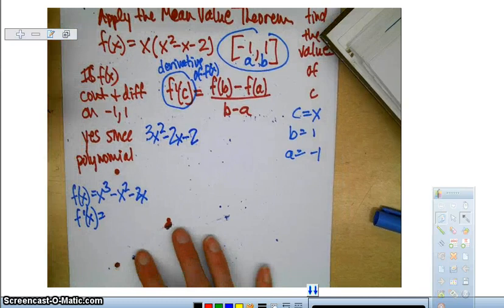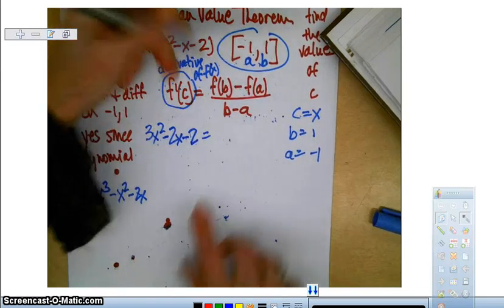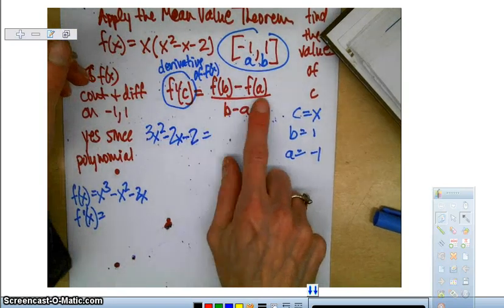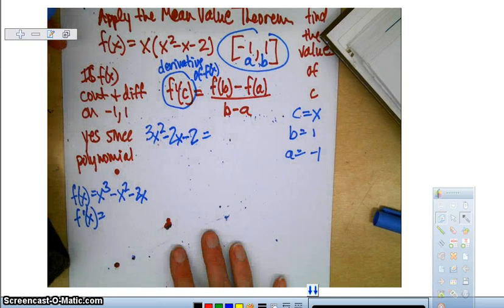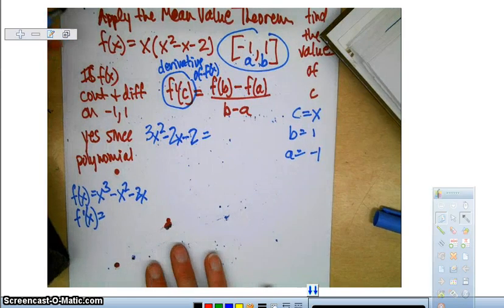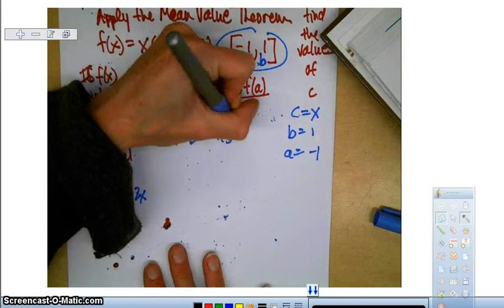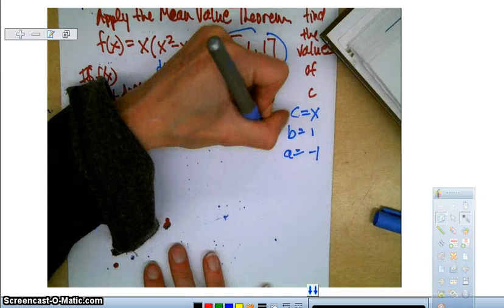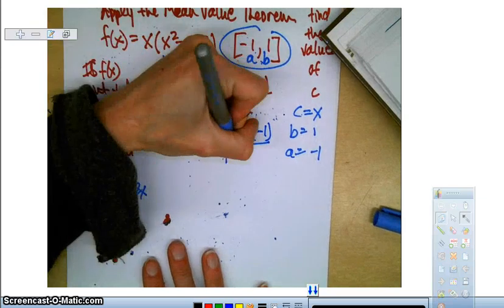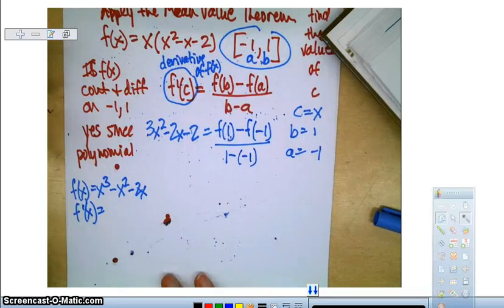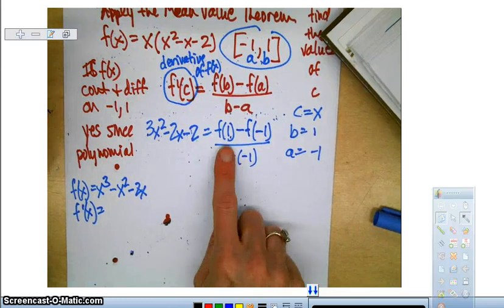So there's my derivative. And now over here I need to work out f of b minus f of a over b minus a. We plug in a and b. So f of 1 minus f of negative 1 all over 1 minus negative 1. We're just plugging our endpoints in. So how do you find f of 1 though?